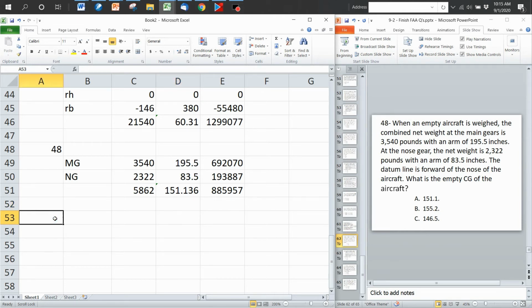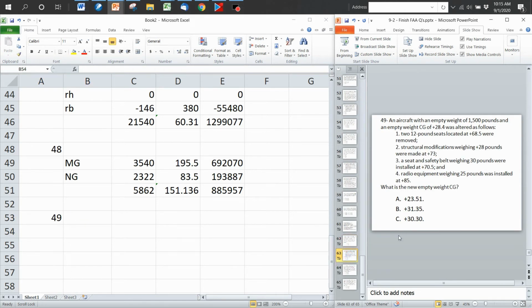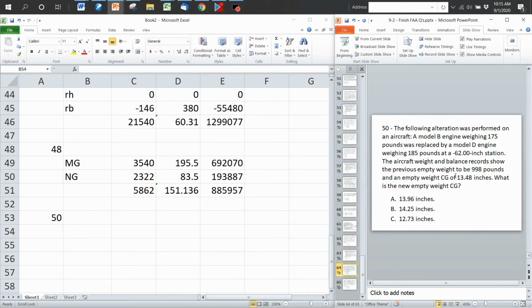And we are ready for 49. Cruising right along. 49 is the exact same problem as the first one we did, so we're going to skip 49. And that gets us ready for 50. And 50, ooh, I like 50.